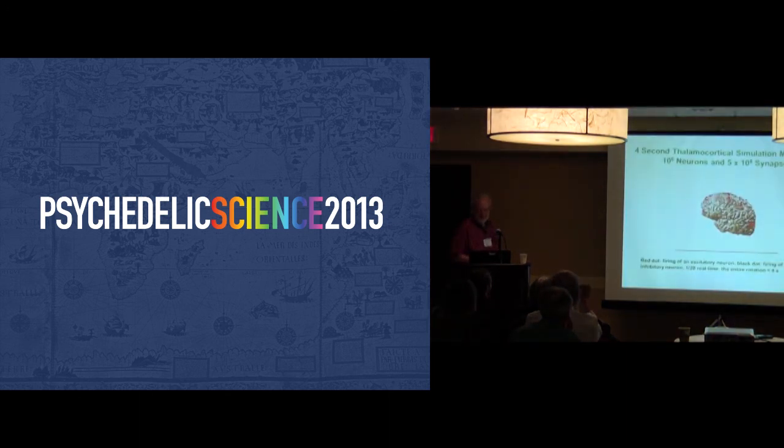Here's another interesting one. We'll see if this runs. This is a 4-second thalamocortical simulation model with a million neurons and 5 × 10^8 synapses. The red dots are excitatory neurons and the black ones are inhibitory. This is 1/20th real time. The entire animation would take 4 seconds.